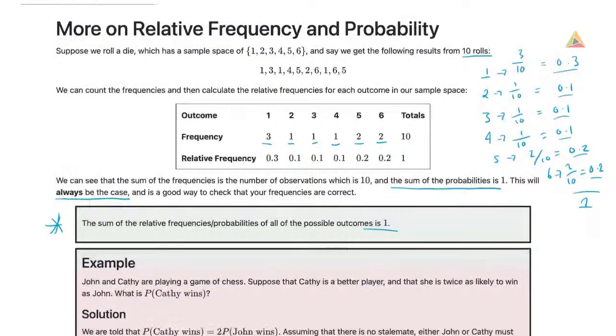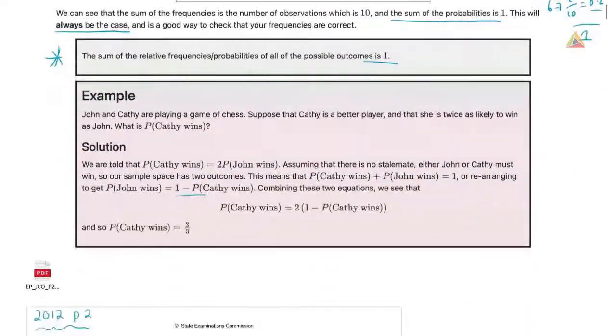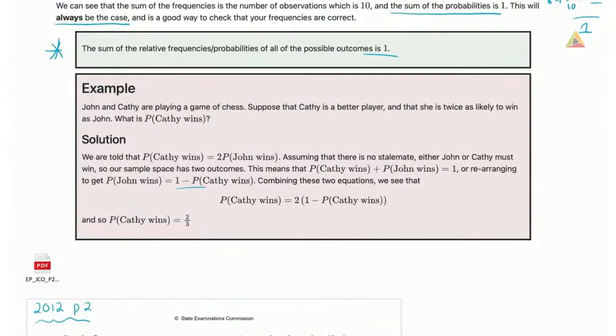So we're going to go on to an example here now before we move to the exam questions. Okay, so John and Kathy are playing a game of chess. Suppose that Kathy is a better player and that she's twice as likely to win as John. What is the probability that Kathy wins? So that's what they're asking there.